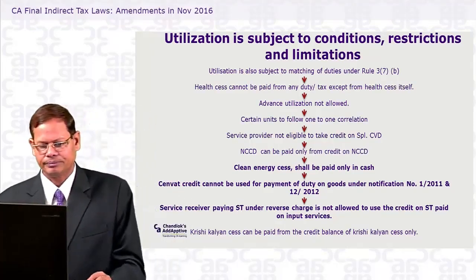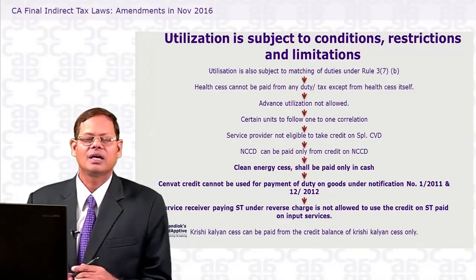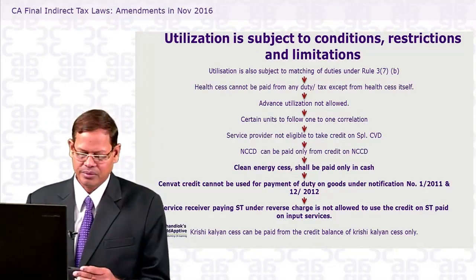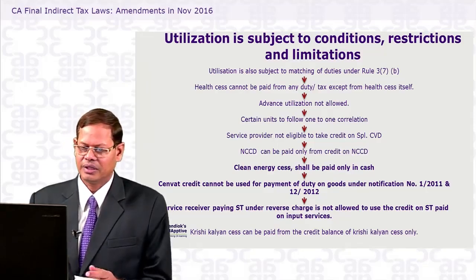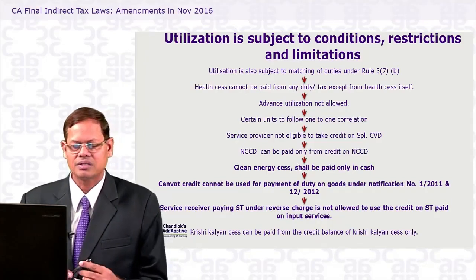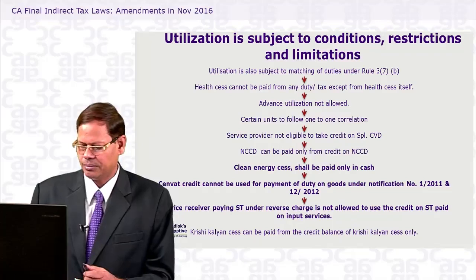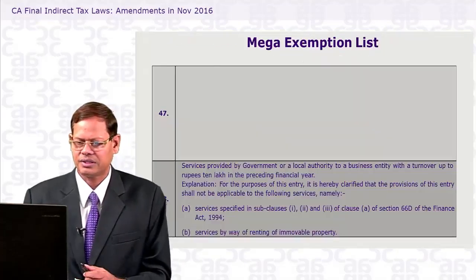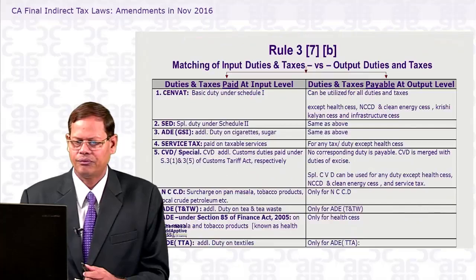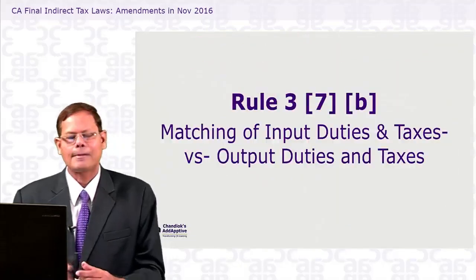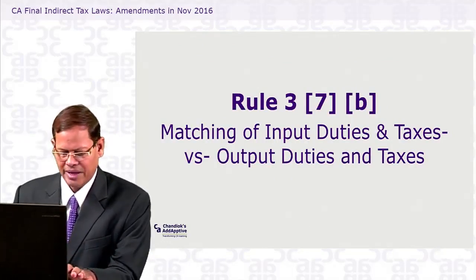So obviously Krishi Kalyan cess can be paid from the credit balance of Krishi Kalyan cess only, not relevant for the November attempt. And beyond November, if anybody is attempting, for him Krishi Kalyan cess is relevant. Okay, so these are the things we have to see and understand clearly. With this understanding, we will be able to do matching.